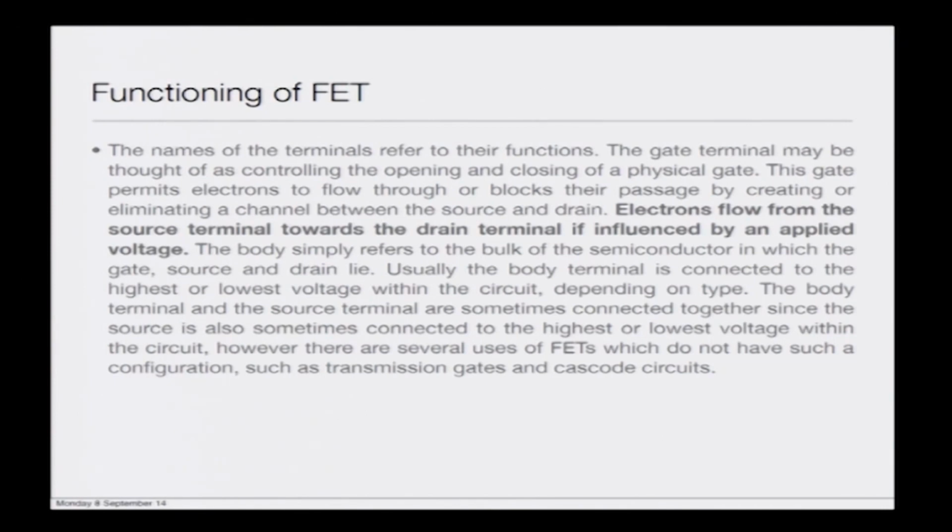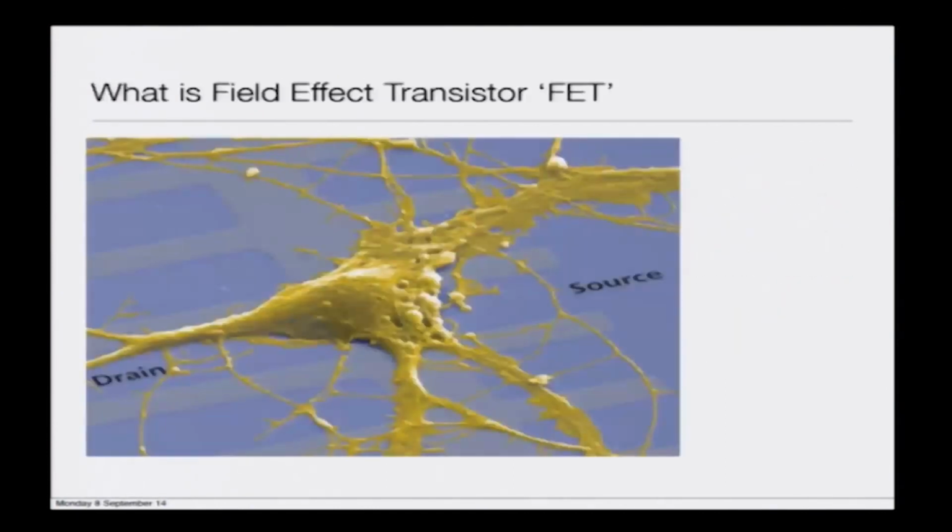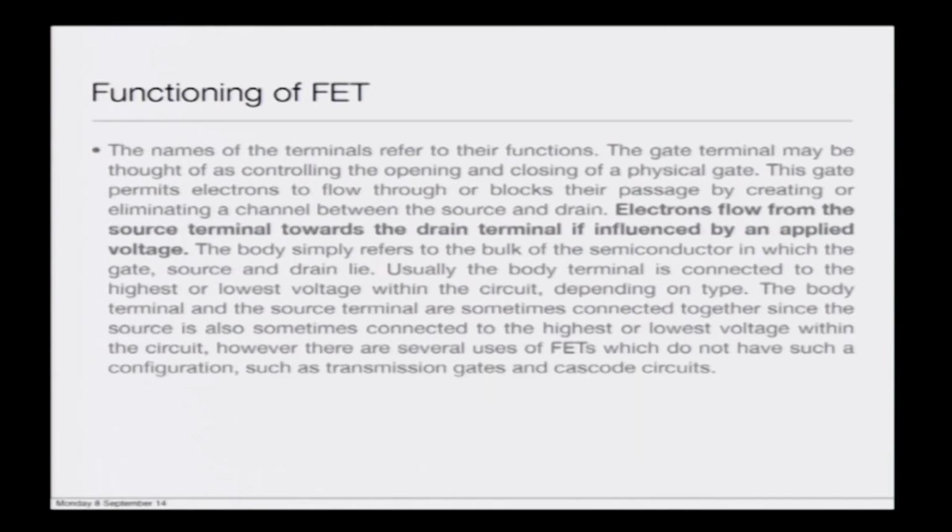What is most important is what lies between the source and the drain. You see the electron flow from the source terminal towards the drain terminal. In this picture, there is a source and a drain, and in between, on the gate, there is a neuron which is sitting there. So, the flow of electrons from the source to the drain is regulated by the applied voltage. That is what was being shown here. The electron flow from the source terminal towards the drain terminal is influenced by the applied voltage.